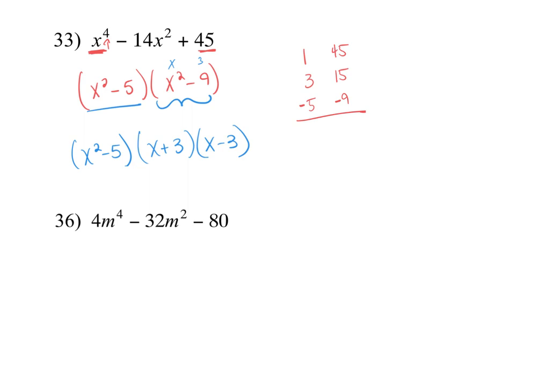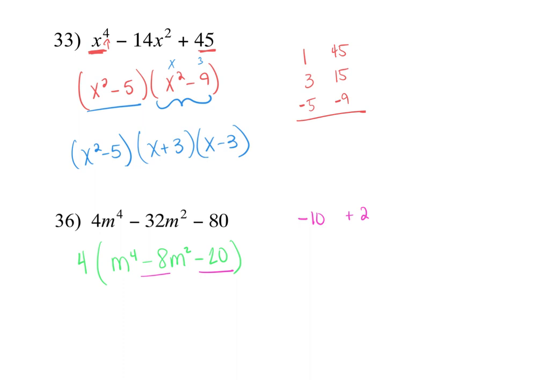What do you notice about 36? There's a common factor, all right? What is your common factor here? 4. So I'm going to take my common factor out: m to the 4th minus 8m squared minus 20. And then, now that I have this, I need factors that multiply to give you negative 20 and add to give you negative 8. What are those? Negative 10 and positive 2. Sorry, that's m squared. We want to bring down that 4.